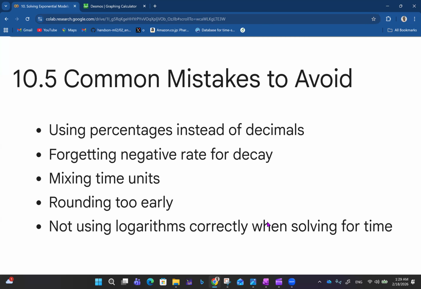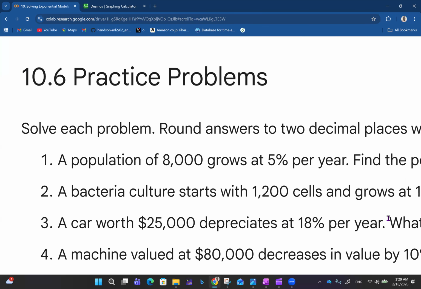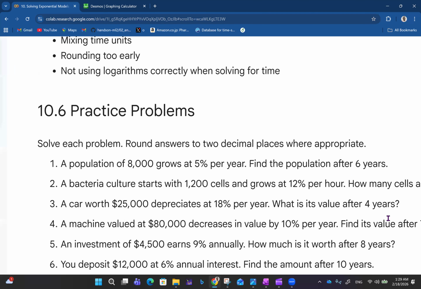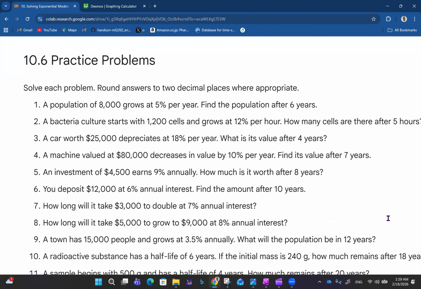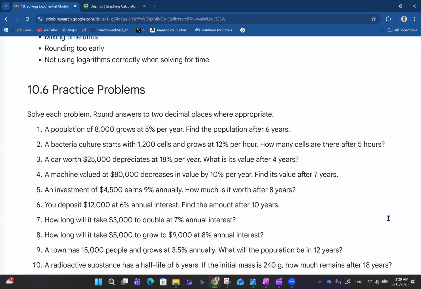They're not using logarithms correctly when solving for time. Now, that can be a problem too. So we have some practice problems here. As usual, I have 20 of them. So see 10 of them at once. Maybe I'll take one, or maybe I shouldn't take any even. I don't think it's necessary because the formulas are very straightforward. So solve each problem, round answers to two decimal places where appropriate.